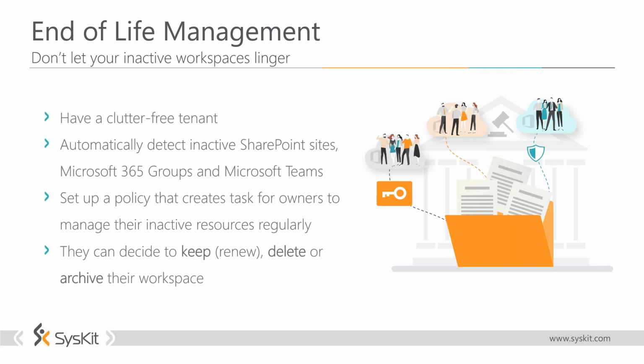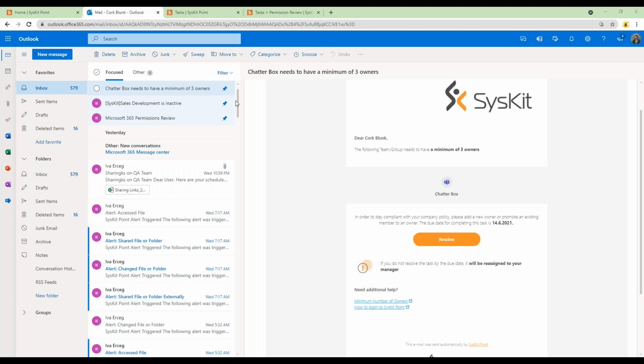SysKit Point can help you by automatically detecting those inactive SharePoint sites, Microsoft 365 groups, and Microsoft Teams. You can set up a policy that creates tasks for owners to manage their inactive resources regularly, and they can decide whether they want to keep it, renew this workspace for a defined number of days, delete them, or archive them. Once again, we are moving back to Cork's inbox to see how this email looks.